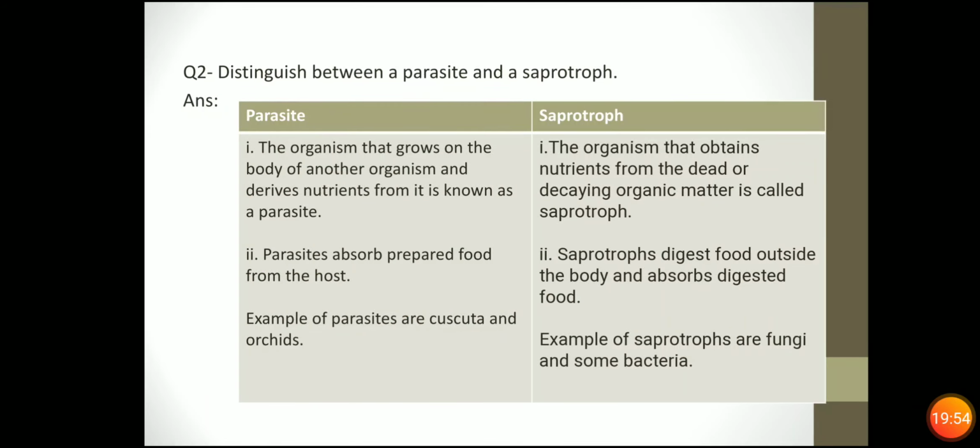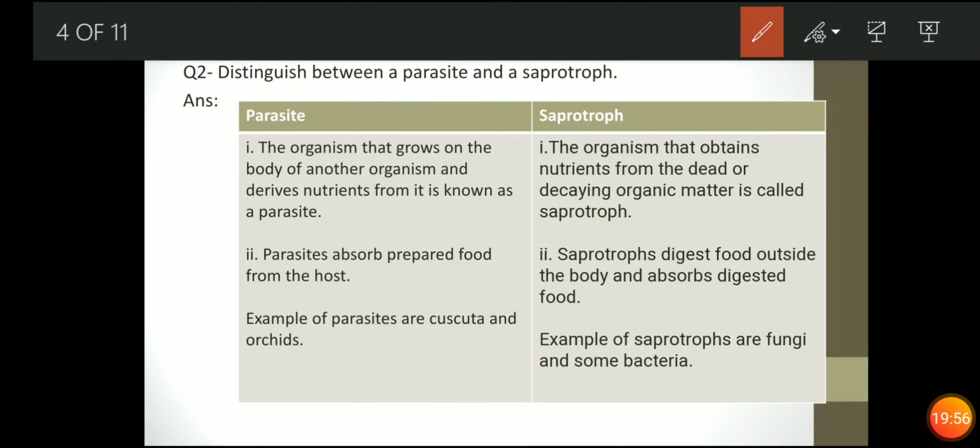Now, the next question is, differentiate between a parasite and a saprotroph. What is a parasite? The organism that grows on the body of another organism and derives nutrients from it is known as a parasite. Basically, the organism that stays on the body of another and derives nutrition from it is known as a parasite.